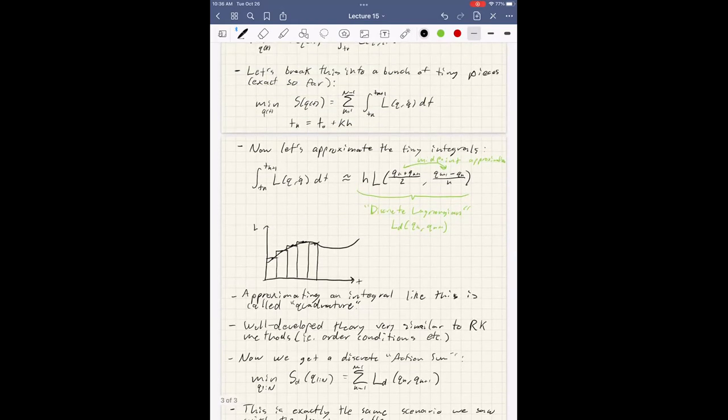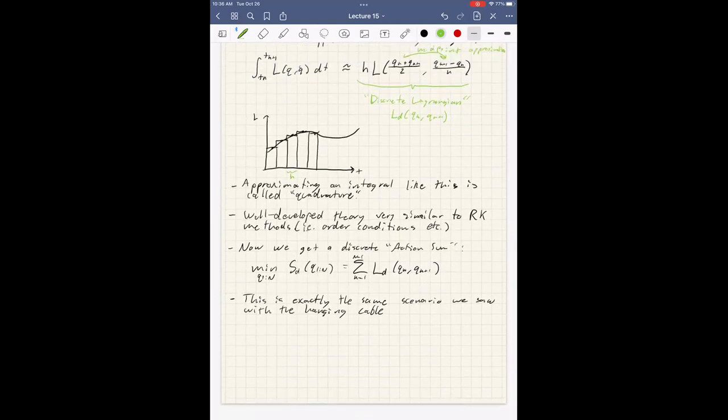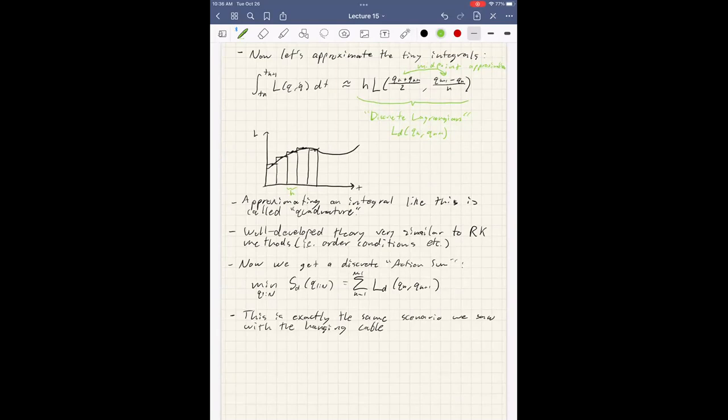Yeah, so L_D is literally this whole thing here. It approximates the little integral. It's one of these squares; it's the area of one of these squares. I evaluate L at the midpoint, and then I multiply by H. So maybe I can write that down. This is H. Okay, all good? Cool. So same as the cable, and then we can get the local optimality conditions, the KKT conditions.